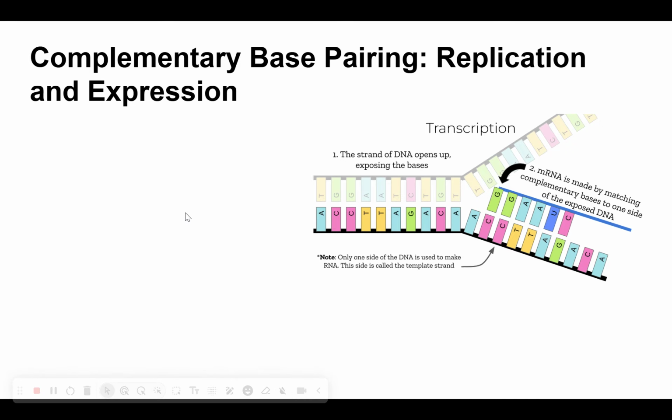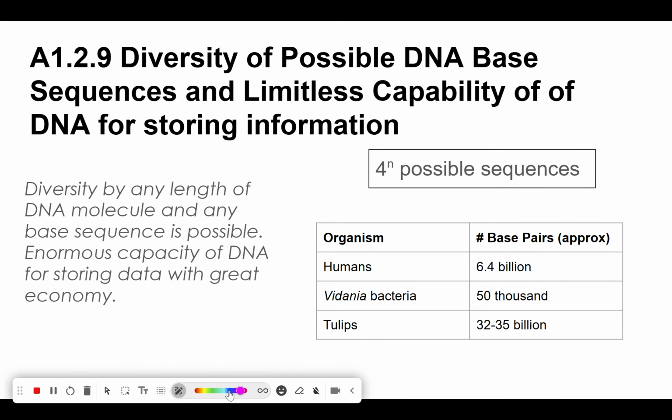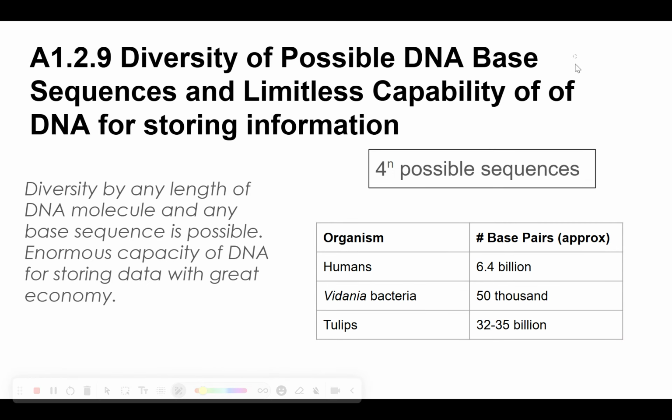All right. The next point of information has to do with the diversity of possible DNA base sequences and the limitless capacity of DNA for storing information. There is a typo in here. Go yellow. I'm feeling yellow. We'll see if you can see it. Yeah. All right. There shouldn't be two ofs. Diversity: any length of DNA molecule and any base sequence is possible. Enormous capacity of DNA for storing data with great economy.